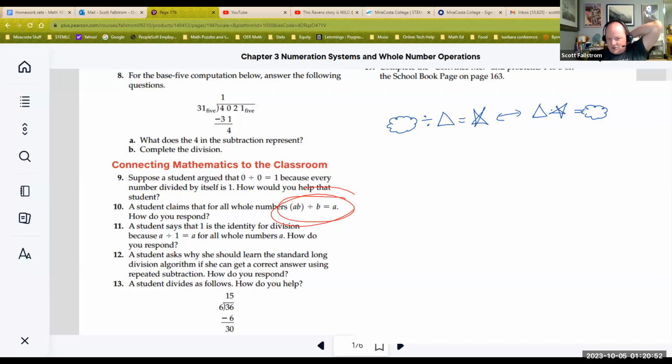So that's the definition of division. When you come down here, your first quantity is known as your dividend, here's your divisor, and there's the quotient. Now they're claiming that that's true, so we want to be able to show that it is true. So let's take AB and divide by B, and say I have no idea what that's equal to.